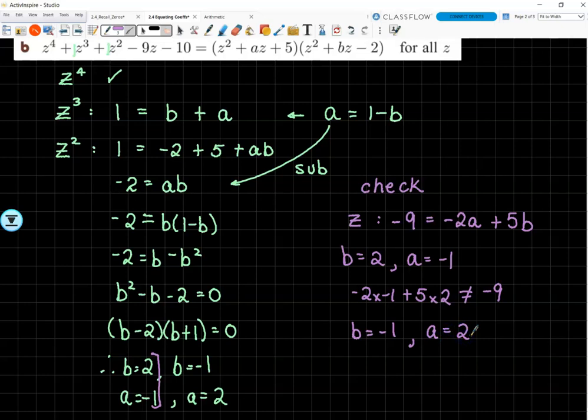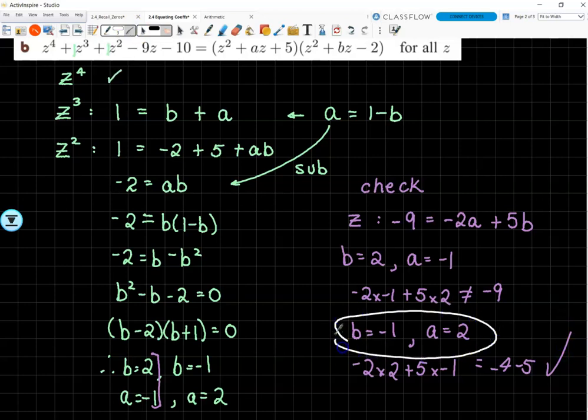But if b equals minus 1 and a equals 2, what happens there? We've got minus 2 times 2 plus 5 times minus 1, and we get minus 4 take 5, which is minus 9. So those are our winner-winner chicken dinner. So sometimes you can have 2 solutions that both will work. Sometimes it's only going to be 1 pair.